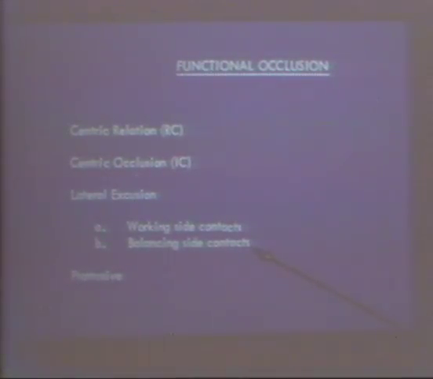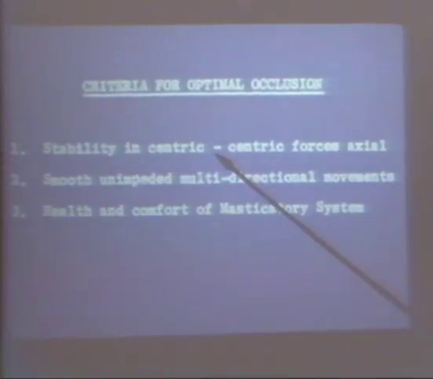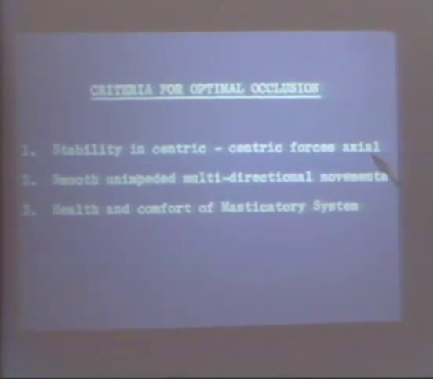and lateral to IC. And then, of course, we need to pay attention to the protrusive range of movement of the mandible from IC or centric occlusion anteriorly. Again, the criteria for an optimal occlusion is three things. Number one, stability in centric. That is, at RC and IC, the forces of mastication are directed axially.